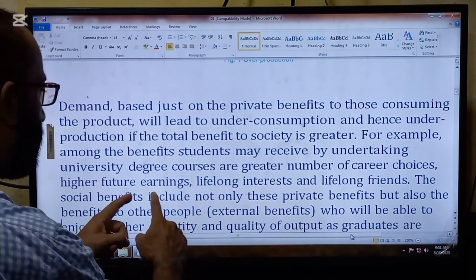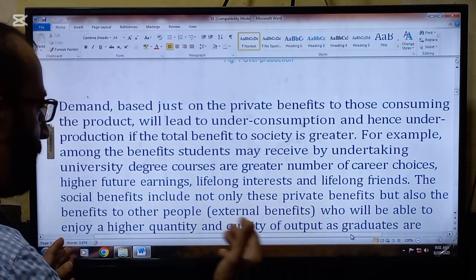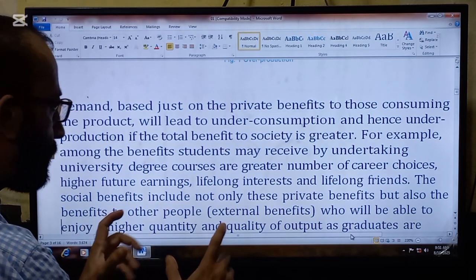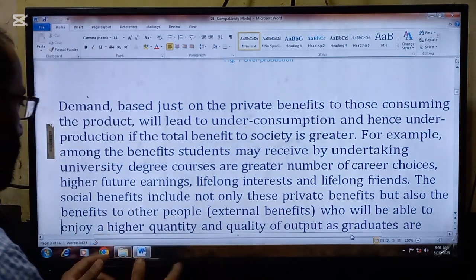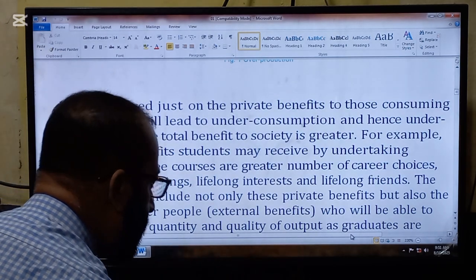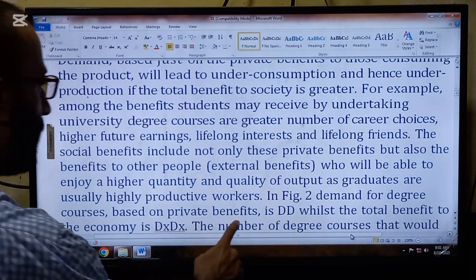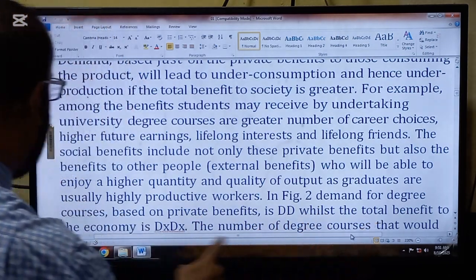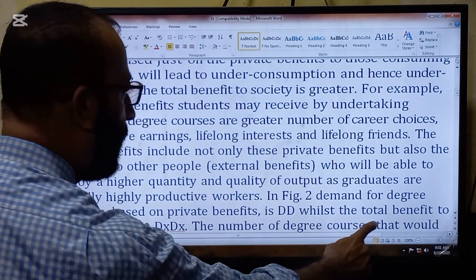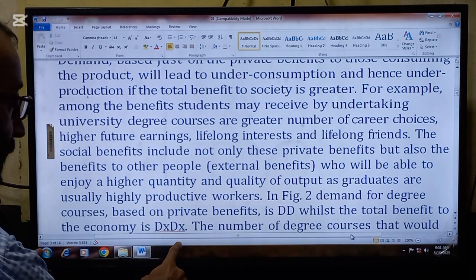So if these students got these kinds of interests, definitely the society will also enjoy the educated students. Number one is higher quantity and quality of the outputs, as graduates are usually highly productive workers. In figure 2, demand for the degree courses based on private benefits is DD, while the total benefit to the economy is DX.